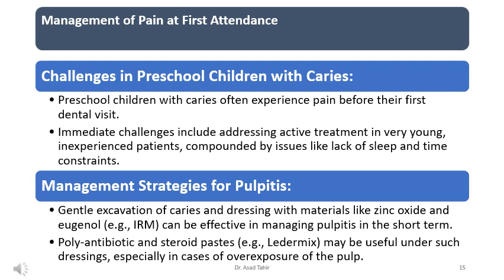Strategy for managing pulpitis, tooth inflammation. Gentle excavation and dressing. Dentists may carefully remove the decayed part of the tooth and cover it with materials like zinc oxide and eugenol, for example, a material called IRM. This can help ease the pain temporarily.